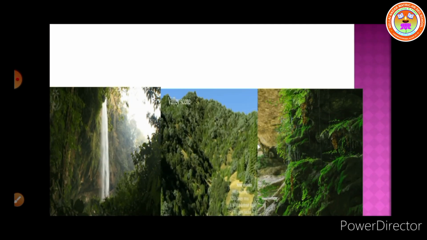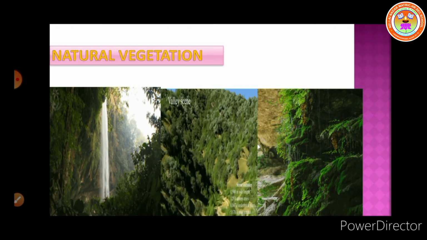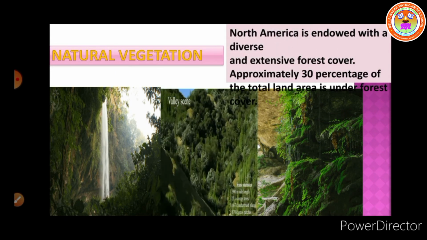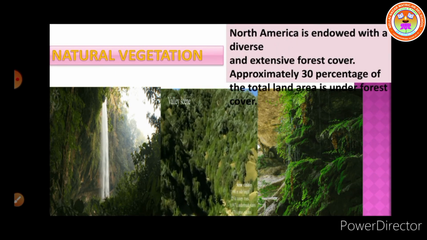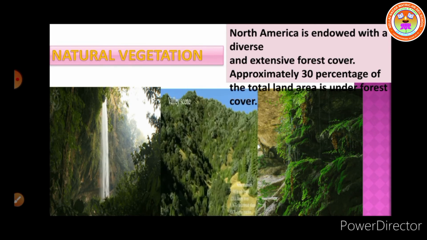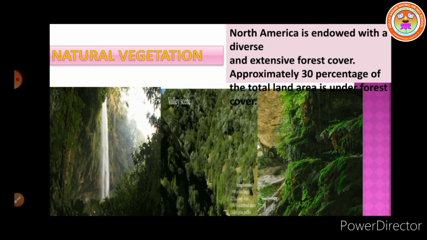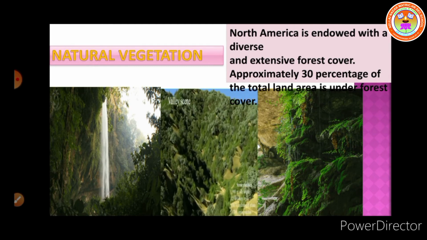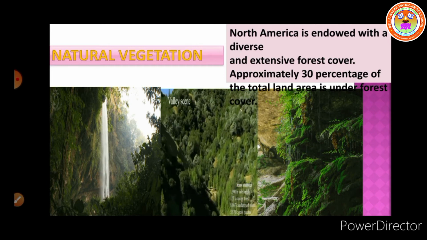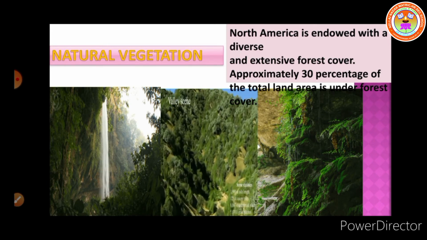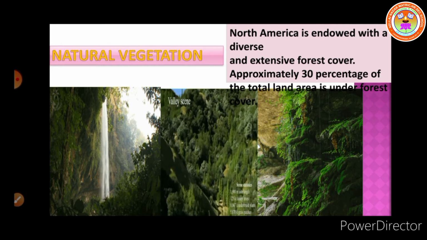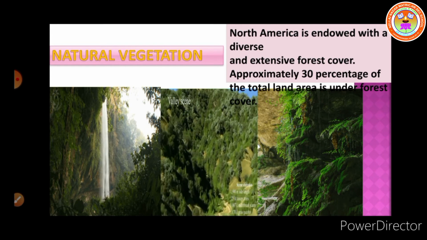Okay. Next, let us see natural vegetation. Natural vegetation means plant life in a certain area. North America is endowed with a diverse and extensive forest cover. Approximately 30% of the total land area is under forest. Lumbering is a well-developed industry, particularly in Canada. Lumbering means the trade of cutting or selling timber, wood.